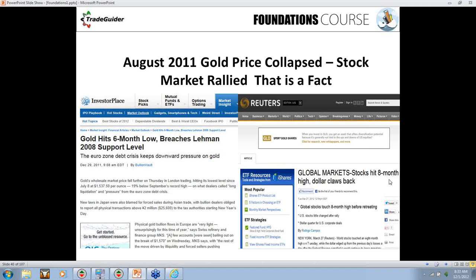Now, this is all provable. Everything I'm saying here, you can go and check for yourself. But the chart doesn't lie. Unfortunately, the news influences all of us, and the smart money are fully aware of how the herd think and act. You must not be a herd member.